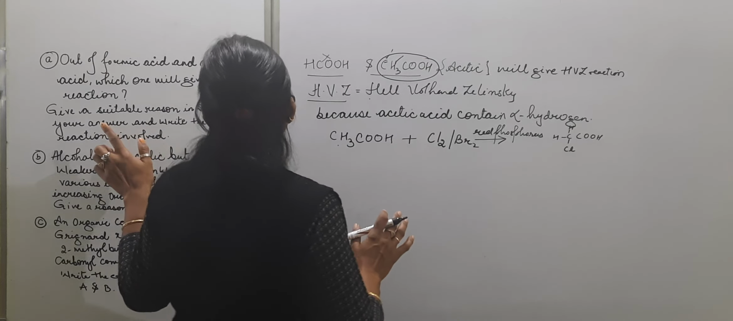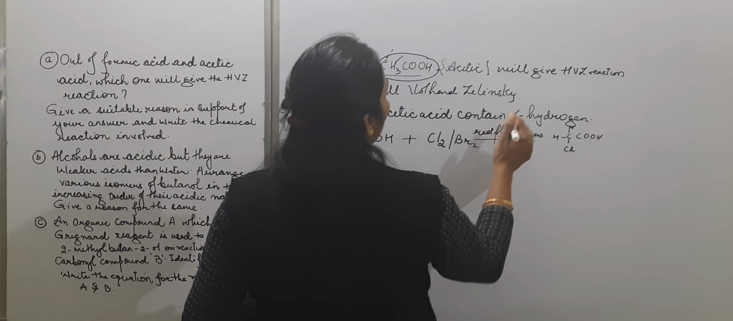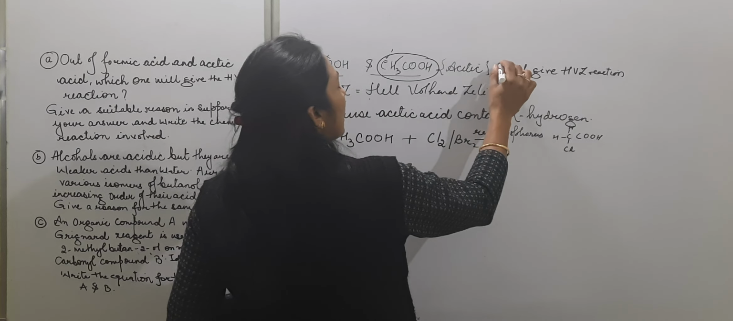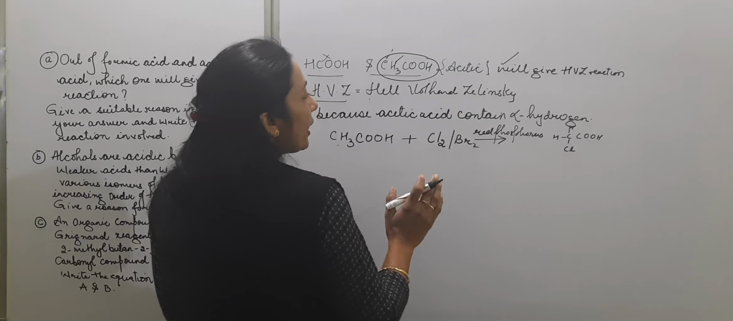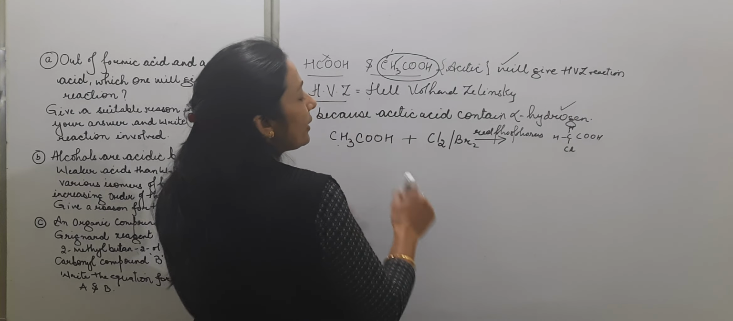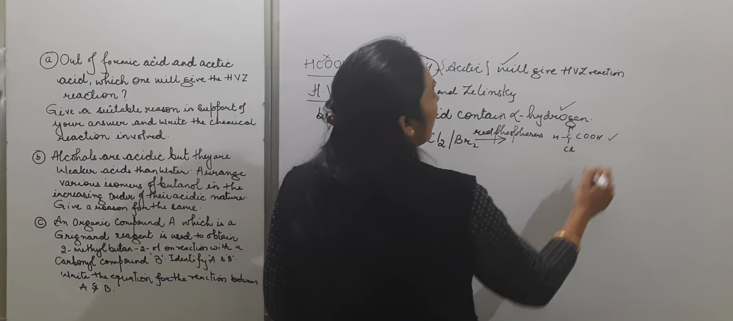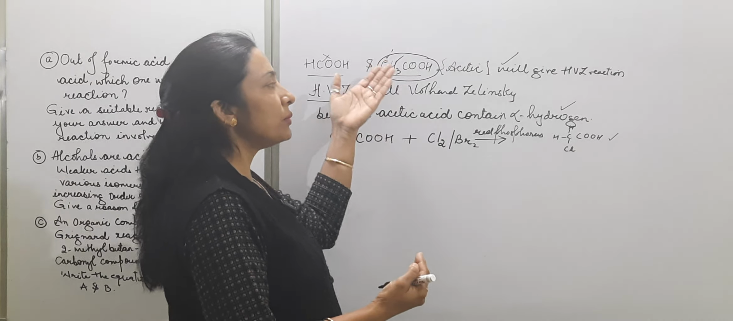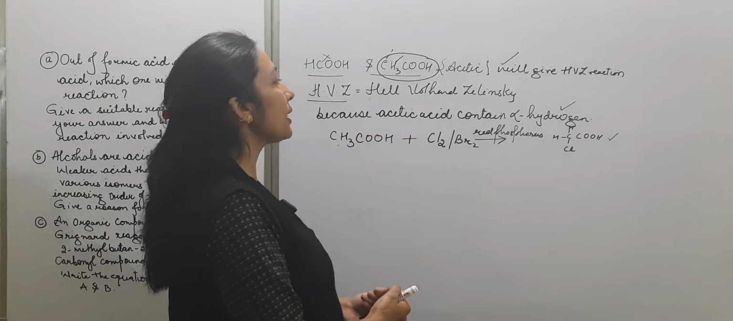So first of all, which one will give it, we will get half marks for this, we have told that here. It gives this one, and the reason, half marks for this, and write the chemical reaction, we will get either half or 1 mark. So here we will attempt it step by step like this.